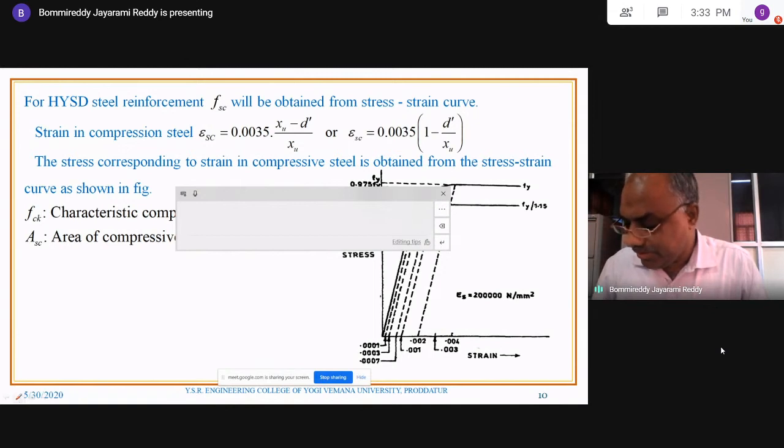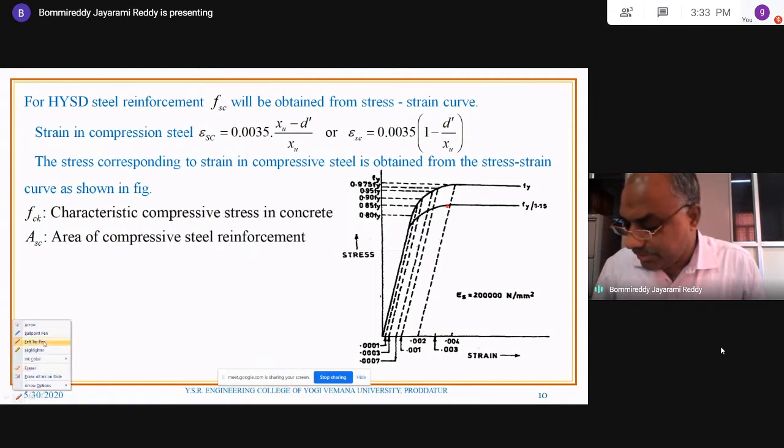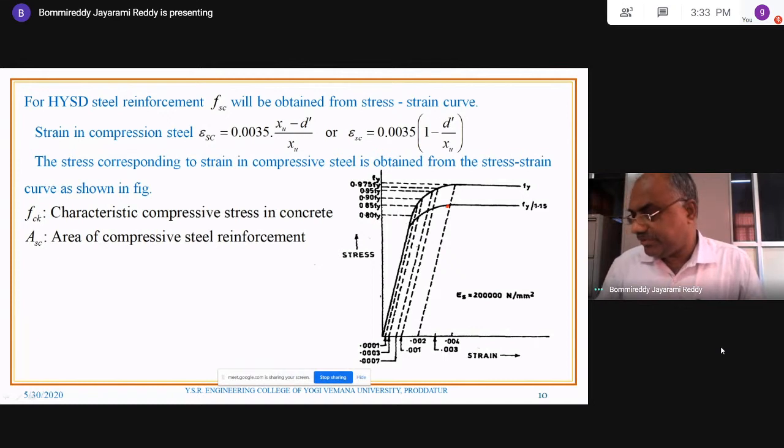And accordingly, we have to compute the numerical values of the strains basing on the strain diagram. In the last class, we computed the strains and also stresses, and I gave a systematic table for the relation between the stress and the strains. Okay. Now, what is the strain in compression steel?